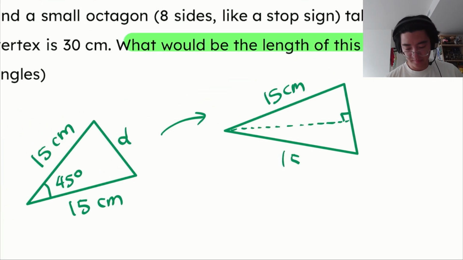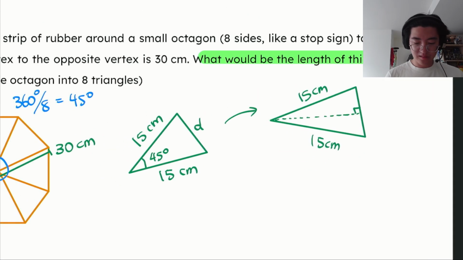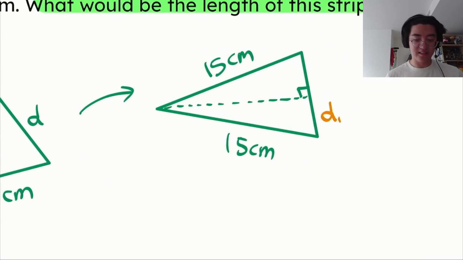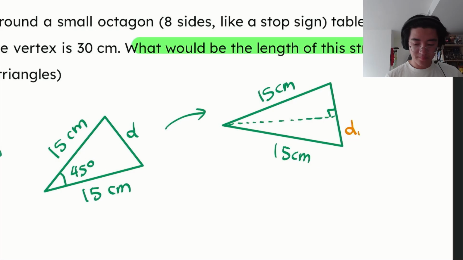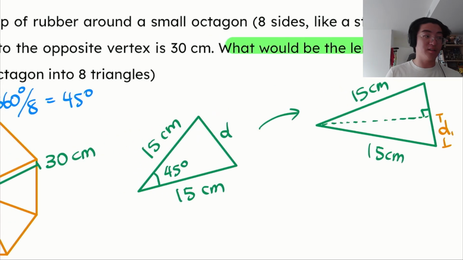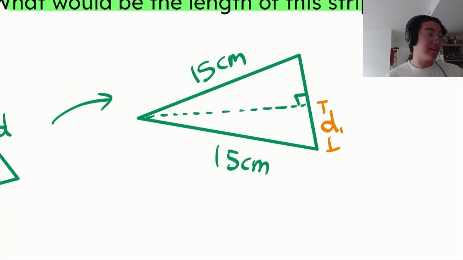Once again, all those are the same. If we split it down the middle, we notice something else. If we can find the distance of this little strip, let's say this is D1, we can multiply it by 2 to find this distance right here. Then we can multiply this distance by 8 to find the whole perimeter. So we have almost everything we need.